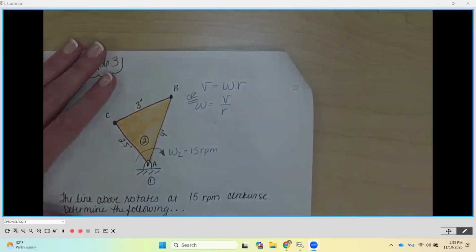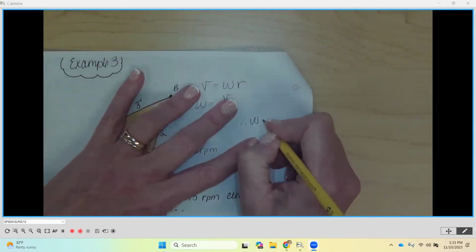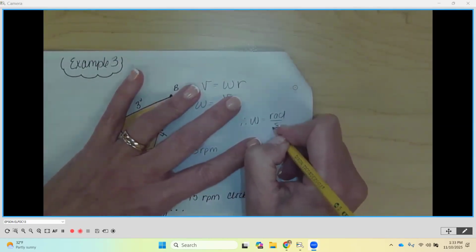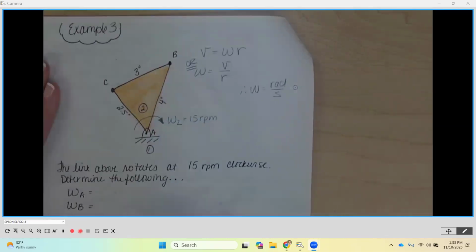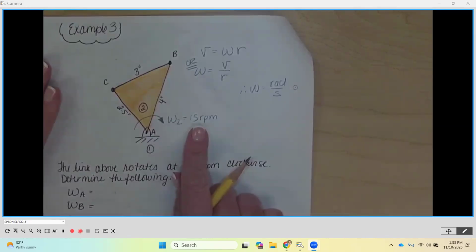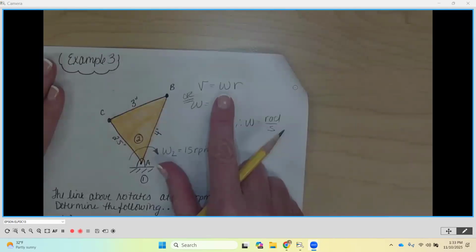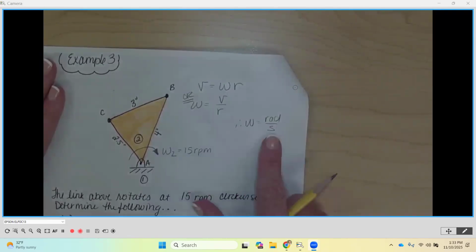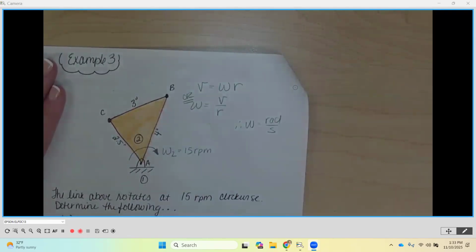Now, as you look here, remember, W is going to be radians per second in and out of the equation. So it said W2, the angular velocity of link number 2, is 15 RPMs, but remember, you can't use that in the equation. You have to convert it to radians per second before you can put it in here.